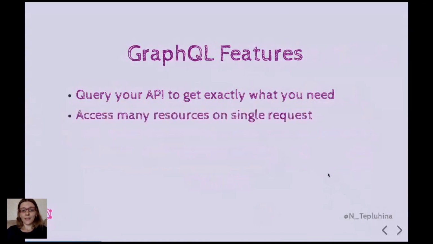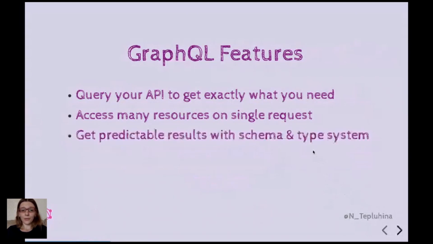Access many resources on single request. GraphQL can have an architecture which will use GraphQL as a data layer between your front-end and your backend API. So you can fetch data from multiple backend resources and pass them to the front-end formed with a GraphQL schema.